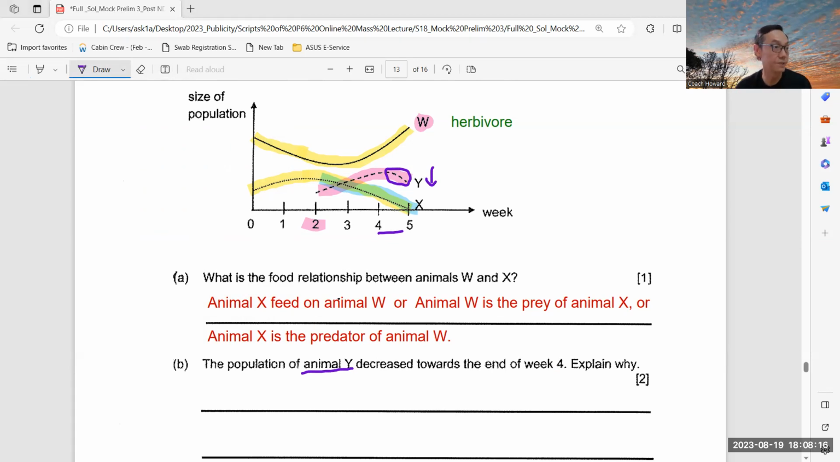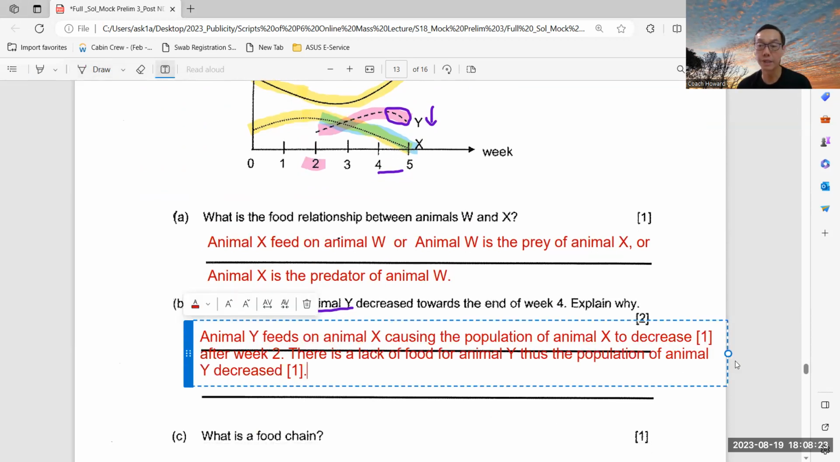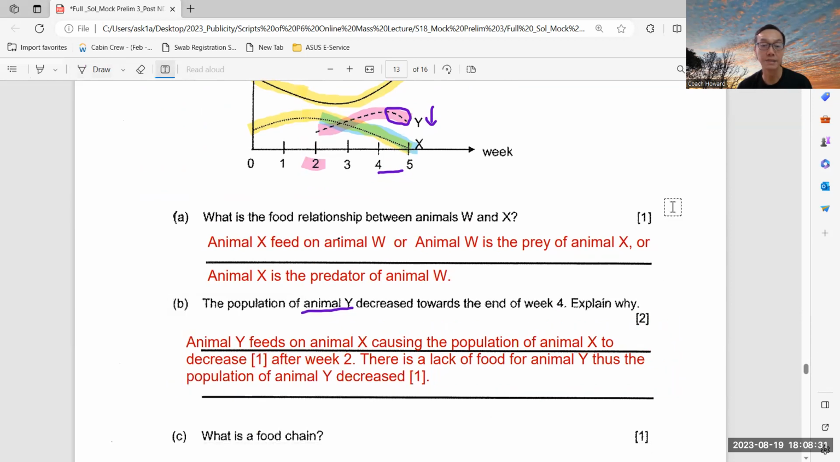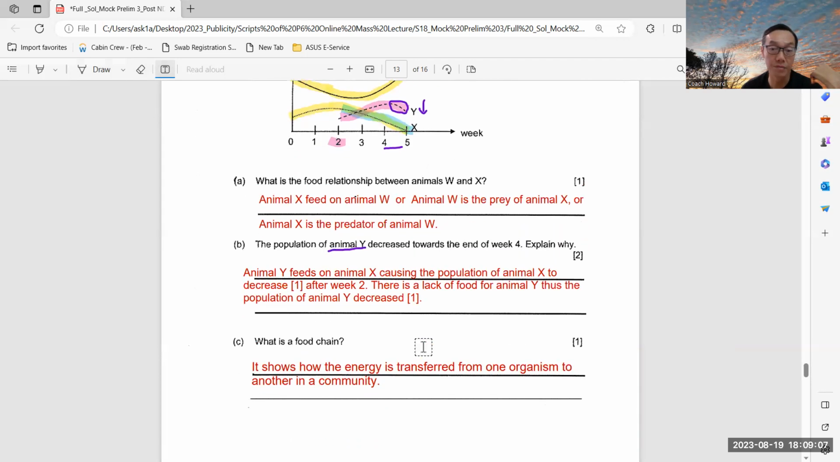So this will be the answer, which I shared earlier. You mention this way: animal Y feeds on animal X, causing the population of animal X to decrease after week 2, which is down here. The one here is the indicator, 1 mark. There is a lack of food for animal Y, thus the population of animal Y decreased. Because X decreased until it becomes 0, there's no food for animal Y to eat. That's why towards the end of week 4, the population of animal Y starts to decrease. So this is a good question.